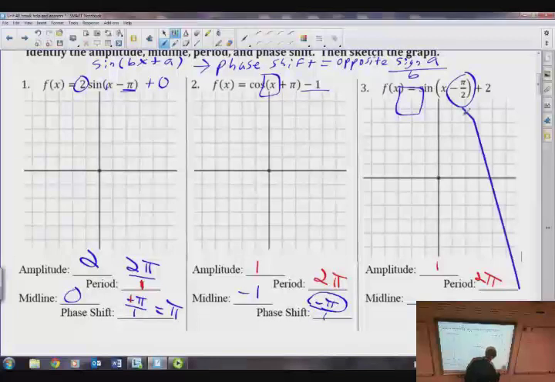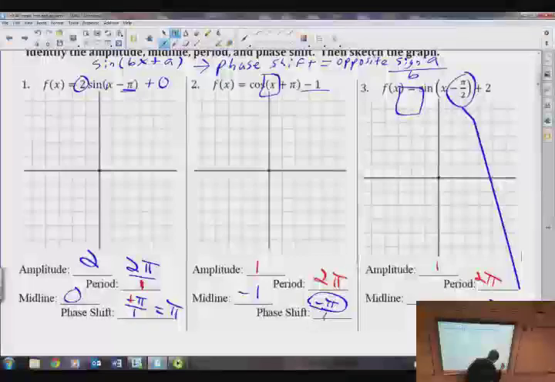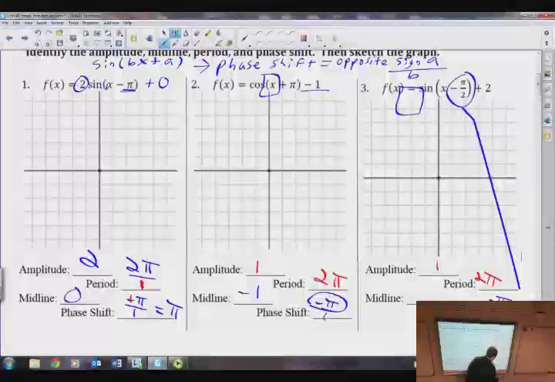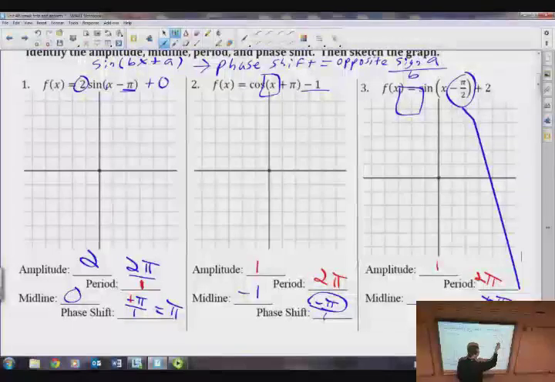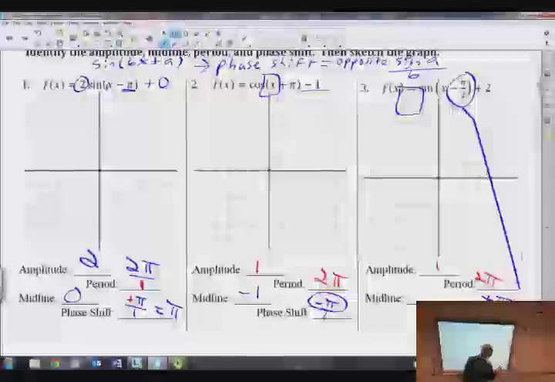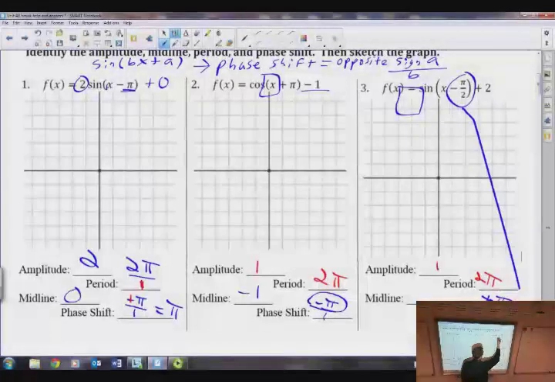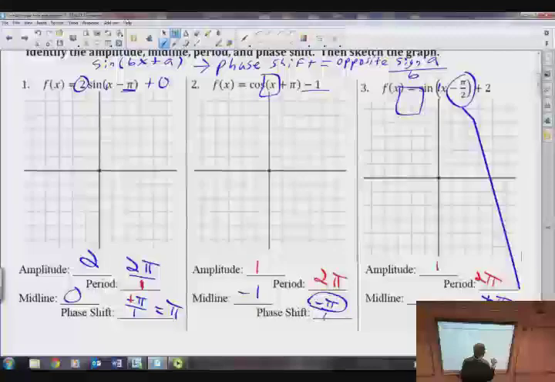So we're going to take our positive pi over 2, right? Our negative pi over 2, rather. So we're going to take our negative pi over 2, change the sign and make it a positive pi over 2. Then we're going to divide by the value that's in front of the x, which is just 1. So for number 3, the phase shift is pi over 2.